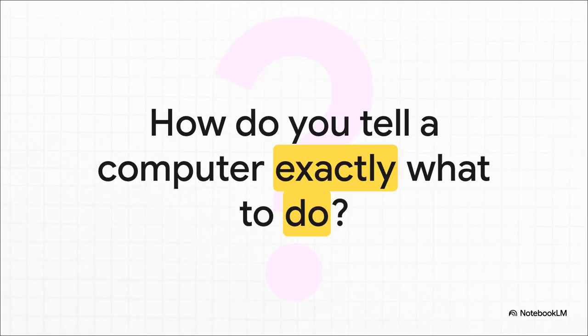So here's the big question, right? Computers are amazing. They're super powerful, but they are also, well, kind of dumb. They're incredibly literal. You can't just hint at what you want or be vague. You have to give them a perfectly ordered, super precise set of instructions to get anything done. So how in the world do we actually do that?